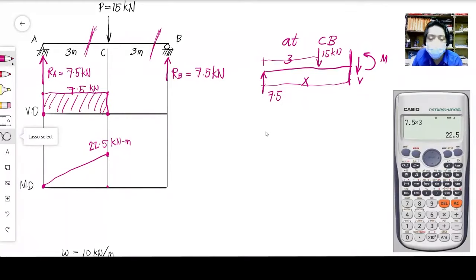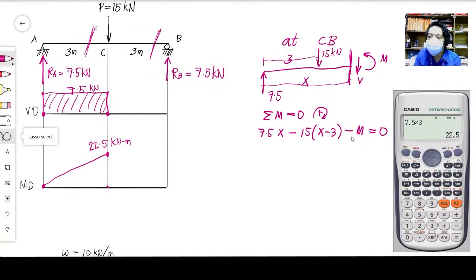We will get the moment first so it is easier to get the shear. So, summation of moment at the cutting plane should be equal to 0. And we will take the clockwise moment as the positive moment. So the forces that will yield a positive moment are, of course, 7.5 multiplied by x, minus the 15. The distance of the 15 from the cutting plane is x minus 3. So that is 15 multiplied by x minus 3. And of course, the moment. This is equal to 0.